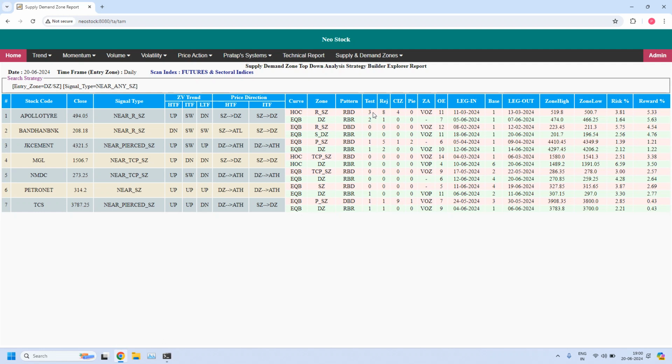So that means you need to find a fine-tuned 5-minute zone. Then you can plan a trade, otherwise zone will be violated. You already learned when a zone will be violated in lesson number 16. Next one is Bandhan Bank, which is also a high liquidity zone and a fresh zone. It is also having high liquidity demand zone.